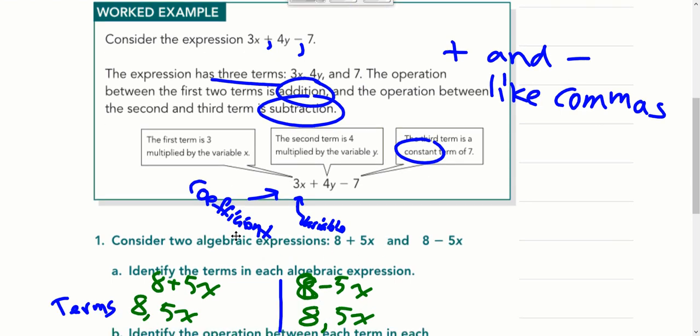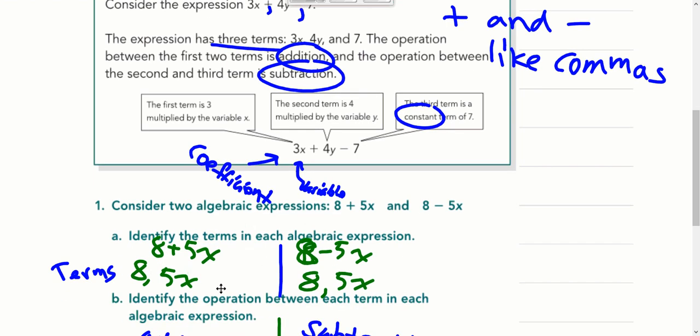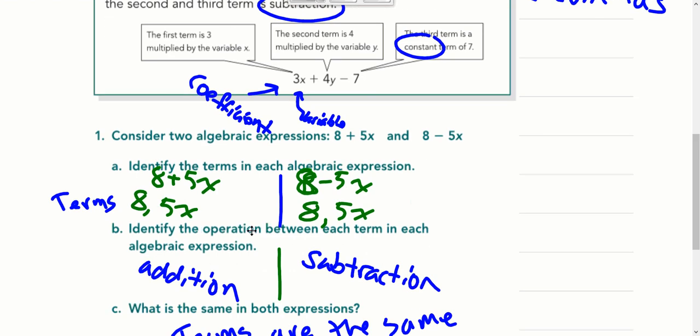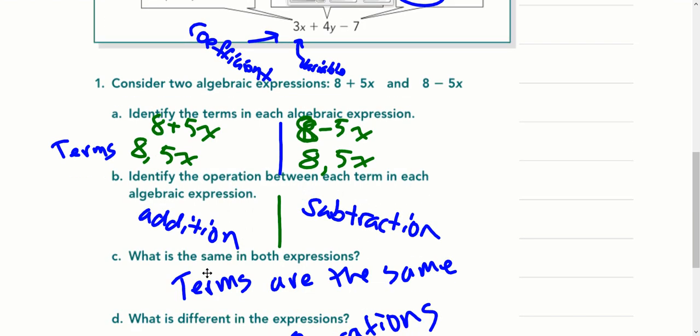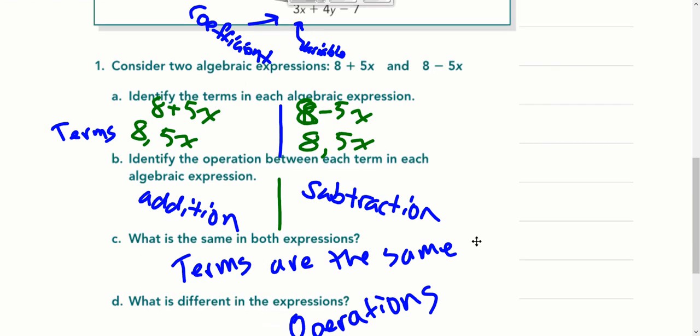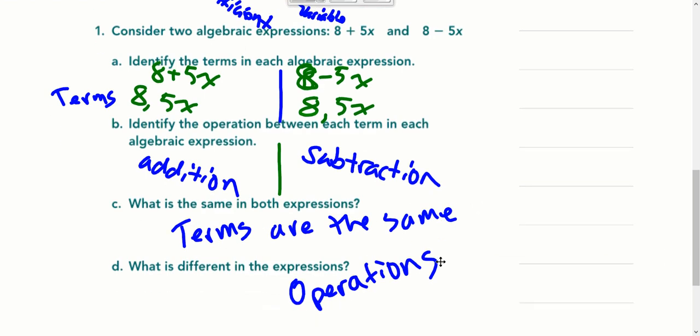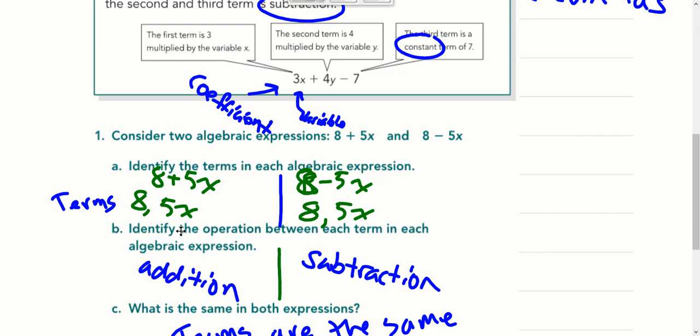So we're taking these two expressions, 8 plus 5x and 8 minus 5x, and we look at the difference. We've got 2 terms, 8 and 5x, and then the signs or the operation between them, addition and subtraction. So what's the same in both expressions? The terms are the same, and what's different? The operations are different.